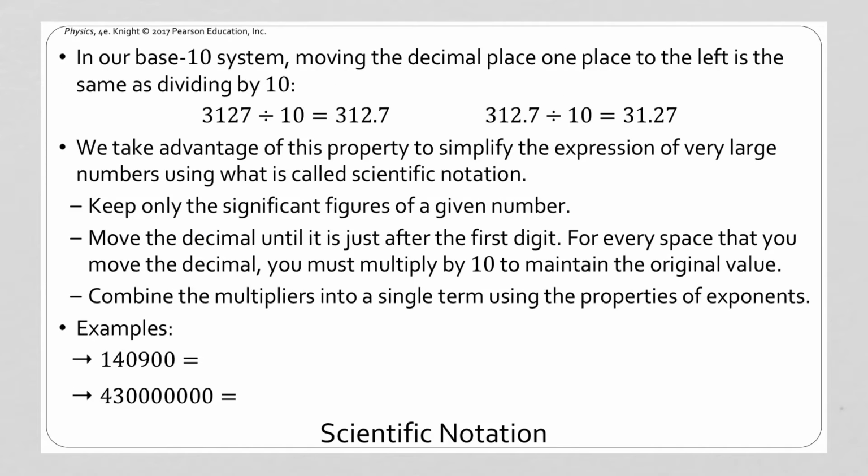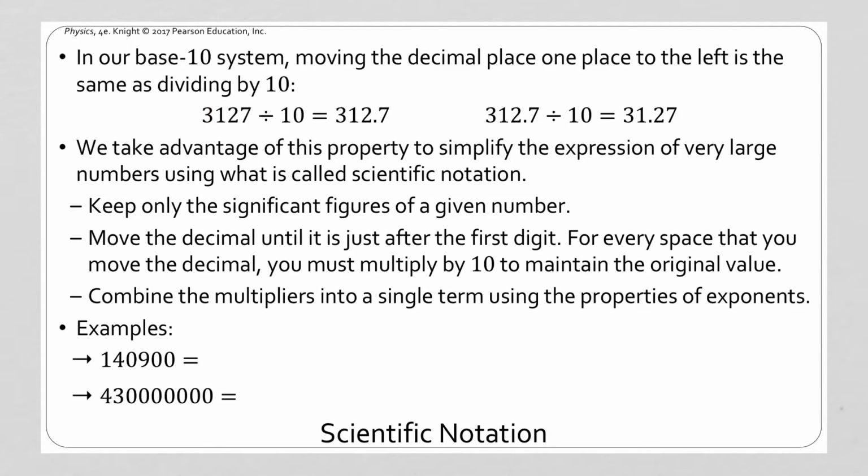So how can we take advantage of these rules of exponents when we are representing very large or very small numbers? Well, we use a base 10 system, which means that each column represents a power of 10. This is the ones column, that's 10 to the 0 power. The tens column is 10 to the 1 power. The hundreds column is 10 to the 2 power. And the thousands column is 10 to the 3 power.